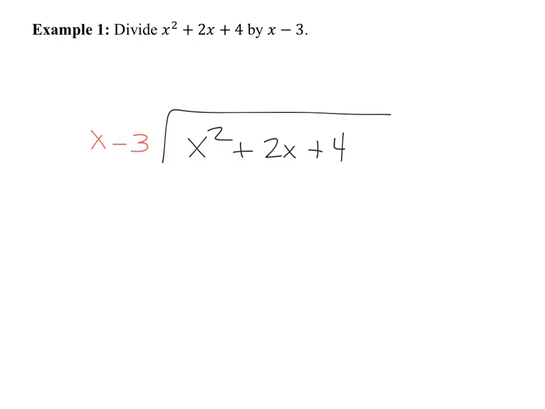Okay? So if I put an X up top right here, and now I multiply. Remember the rules. What were the rules? The rules we said was take the quotient up top, multiply it by the divisor out front, and put that value underneath your dividend. So take the X and multiply it by X minus 3. You get X squared minus 3X. Agreed?